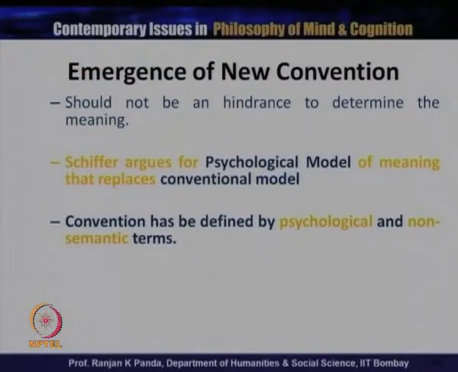He further says that meaning is not conventional, rather meaning can be analyzed through certain cognitive functions. Now, the emergence of new conventions, new practices, new orders would definitely be a hindrance, and Schiffer says that should not be a hindrance, provided we work out meaning from a psychological point of view or following a psychological model. So, Schiffer ultimately argues for a psychological model of meaning, which replaces the conventional model.